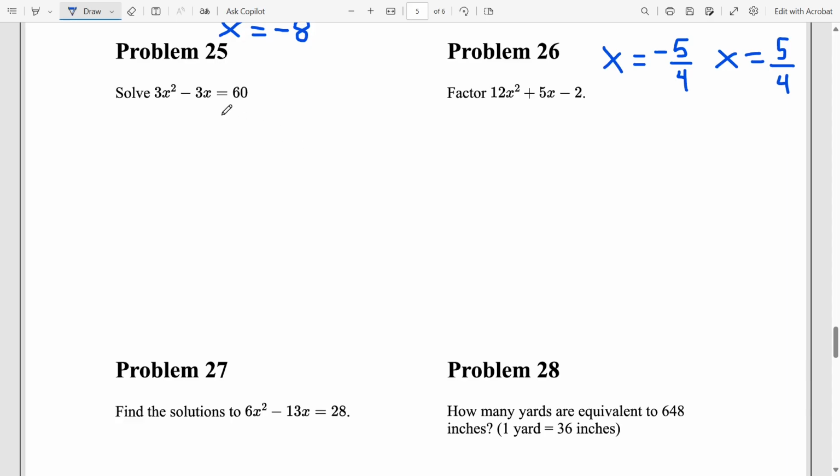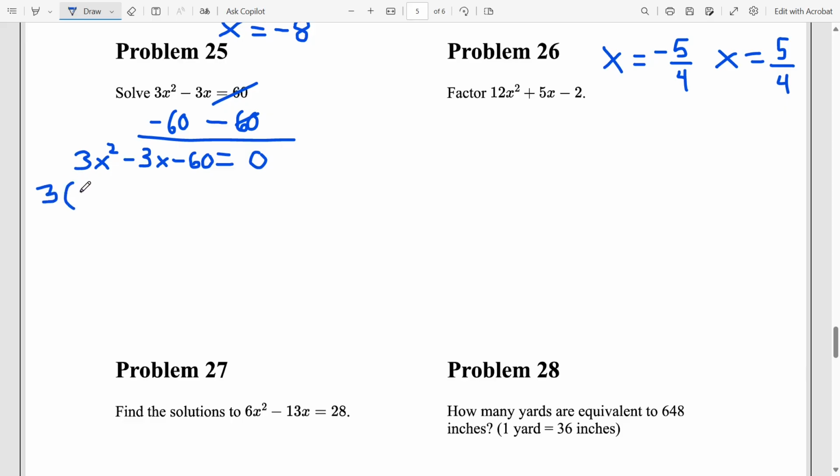Okay, so let's subtract 60 from both sides of the equation here. 60 minus 60 is 0. And we're going to have 3x squared minus 3x minus 60 equal to 0. Now, 3, 3, and 60 are all divisible by 3, so let's divide out a 3. And we'll get x squared minus x minus 20 equals 0.